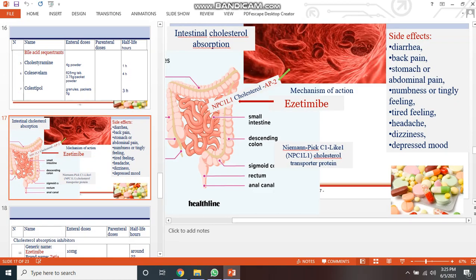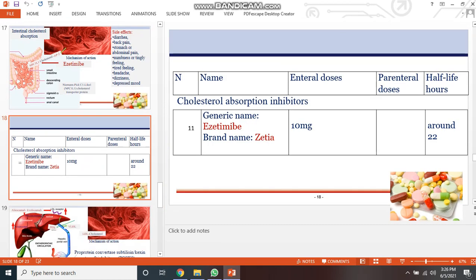Mechanism of action for ezetimibe. Side effects: diarrhea, back pain, stomach or abdominal pain, numbness or tingly feeling, tired feeling, headache, dizziness, and depressed mood. The name for cholesterol absorption inhibitor is ezetimibe, brand name Zetia. Their initial dose is 10 mg and half-life is around 22 hours.